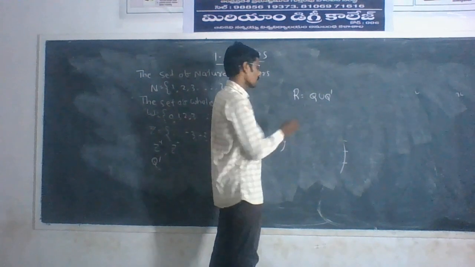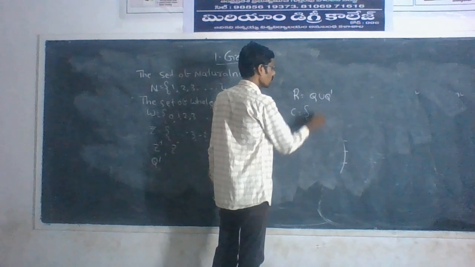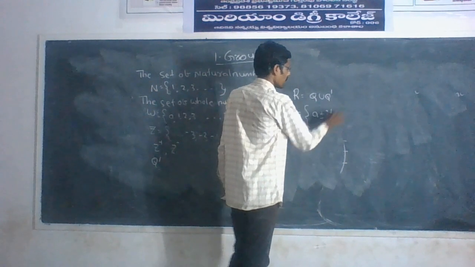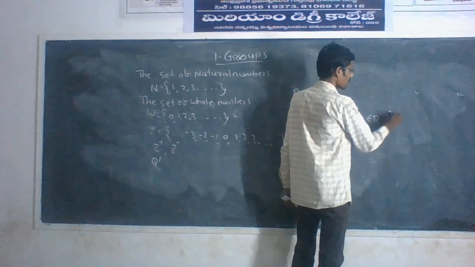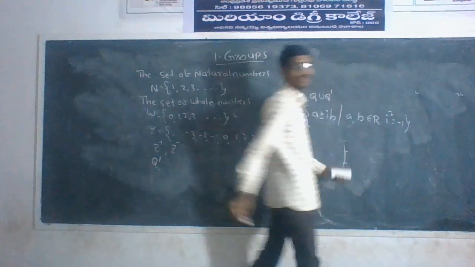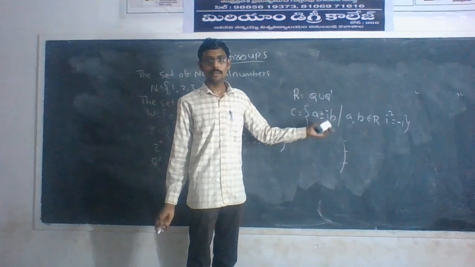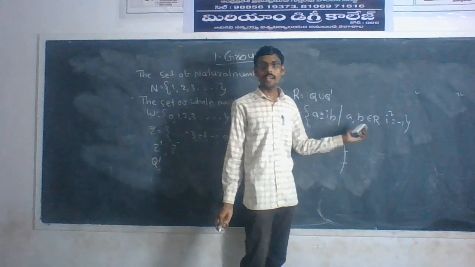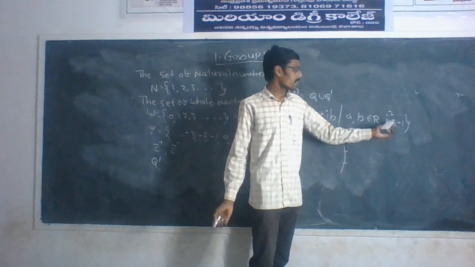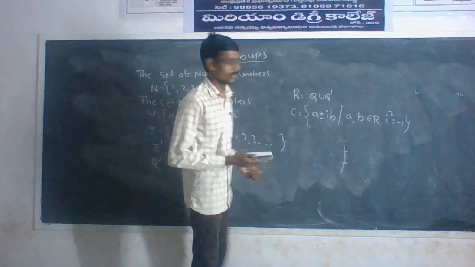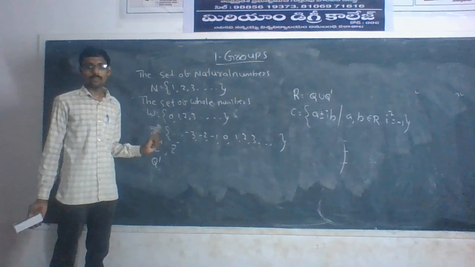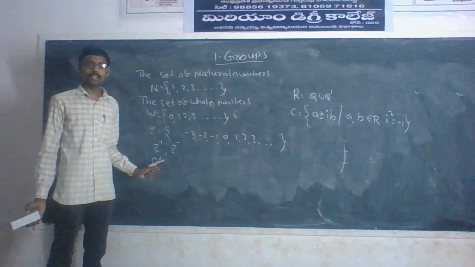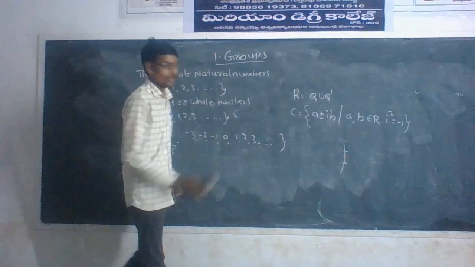Complex numbers are denoted by C, equal to a plus ib, such that a, b belong to R, i square is equal to -1. This is the number system: natural numbers, whole numbers, integers, positive integers, negative integers. This is used in groups very usefully.